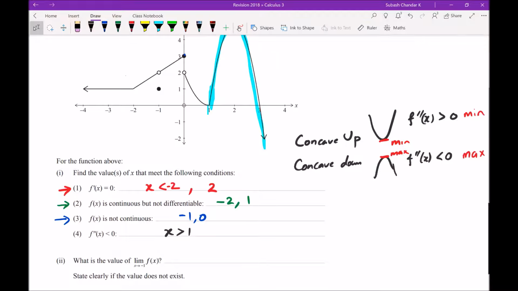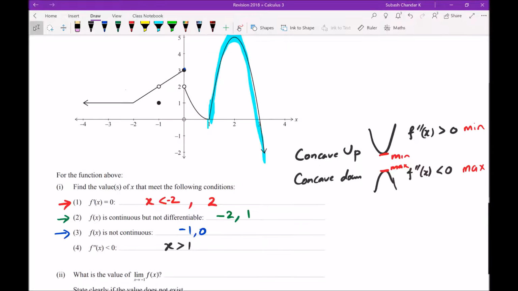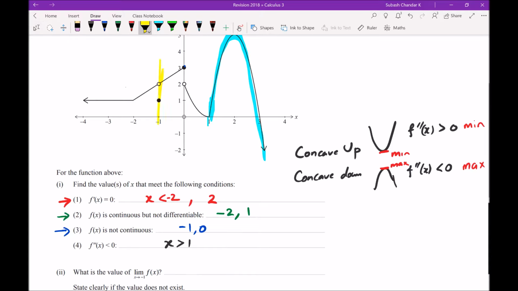Now the last question is the limit one. In this case, we're looking for the value of the limit as x tends to -1. So we go to -1, which is right here. It's asking you for the limit as x heads towards -1, so you've got to look at it from both sides. What's happening to the y value when I come from both sides? As you can see, it's heading towards +2. So that's what the answer is going to be. Is that all right?